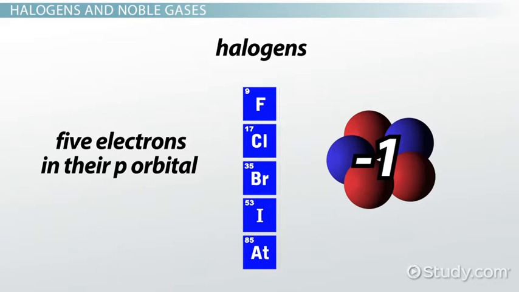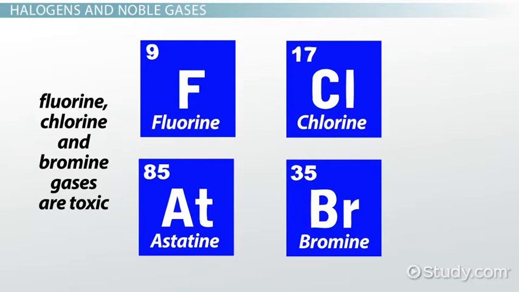They like to steal electrons from metal elements to become 1 negative ions. If stealing electrons is not a possibility, they will bond with themselves and share electrons. Fluorine, chlorine, and bromine gases are toxic, while astatine is so radioactive, it decays almost as soon as it exists.